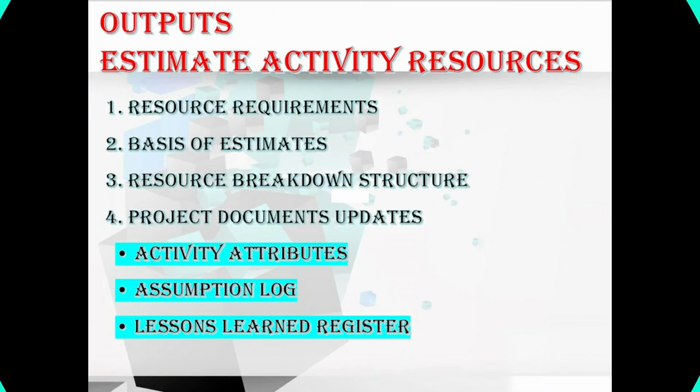First, starting with the resource requirements. What is resource requirements? This output resource requirements identify the types and quantities of the resources required for each work package or activity in a work package and can be aggregated to determine the estimated resources for each work package, that is each work breakdown structure branch and the project as a whole. Okay, hope you understood resource requirements.